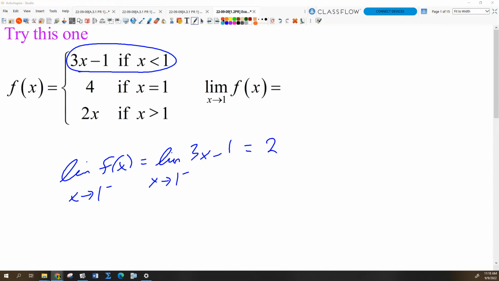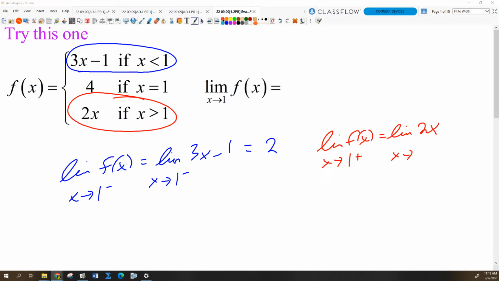All right, so now let's look at the other one-sided limit, the limit of f of x as x approaches 1 from the right. And that would be the red piece of the function, right? So that's going to equal the limit of 2x as x approaches 1 from the right. And what's that answer? 2. So then what's the answer to my limit? Okay, because they agreed.